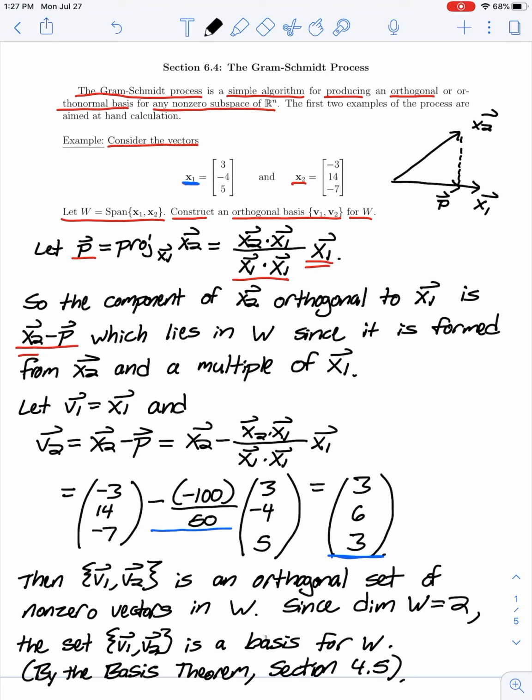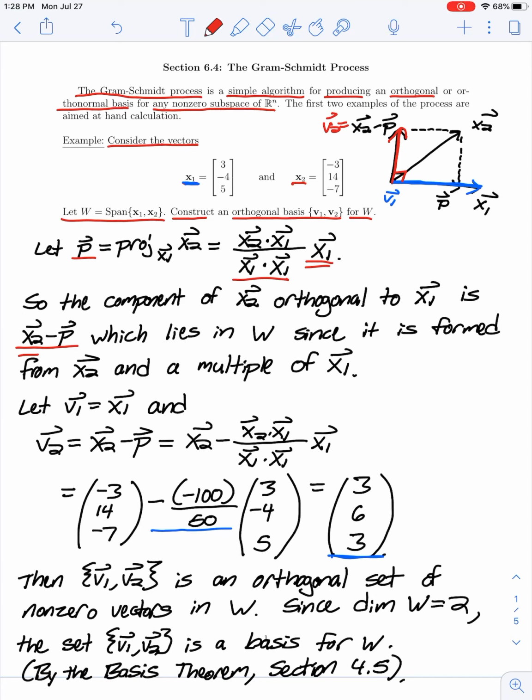And so if we take x2 minus that projection, that gives us the component of x2 which lies orthogonal to x1. So this vector, which is x2 minus that projection, is orthogonal to x1 by construction. So those two vectors are orthogonal to each other, and they span the same space W as x1 and x2. So what we're doing is constructing two vectors, v1, which I let be equal to x1, and v2, which is x2 minus that projection. And by definition, that is orthogonal to v1.